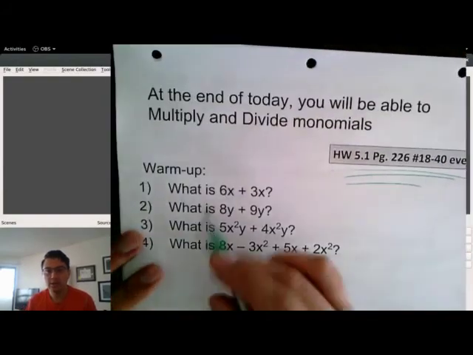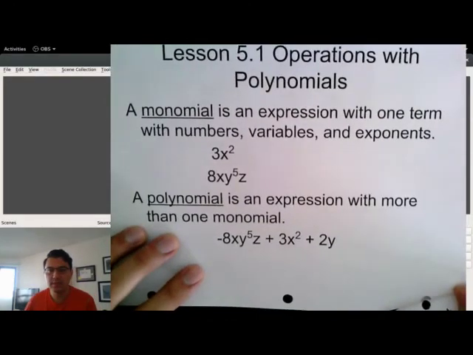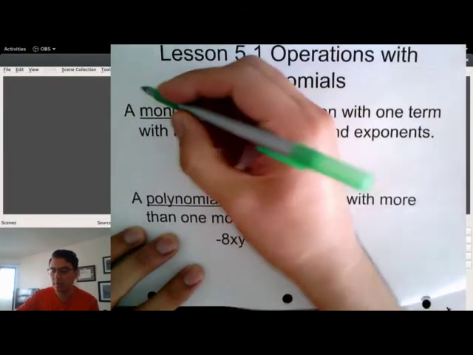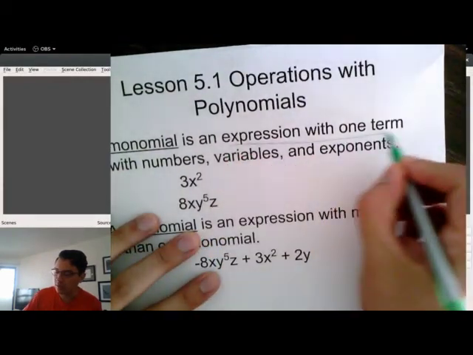All right, we already did these first four examples, so we're going to skip the first page. Let's go to the next page. We did these examples here in class. We spent some time going through what a monomial is. It's an expression with one term.